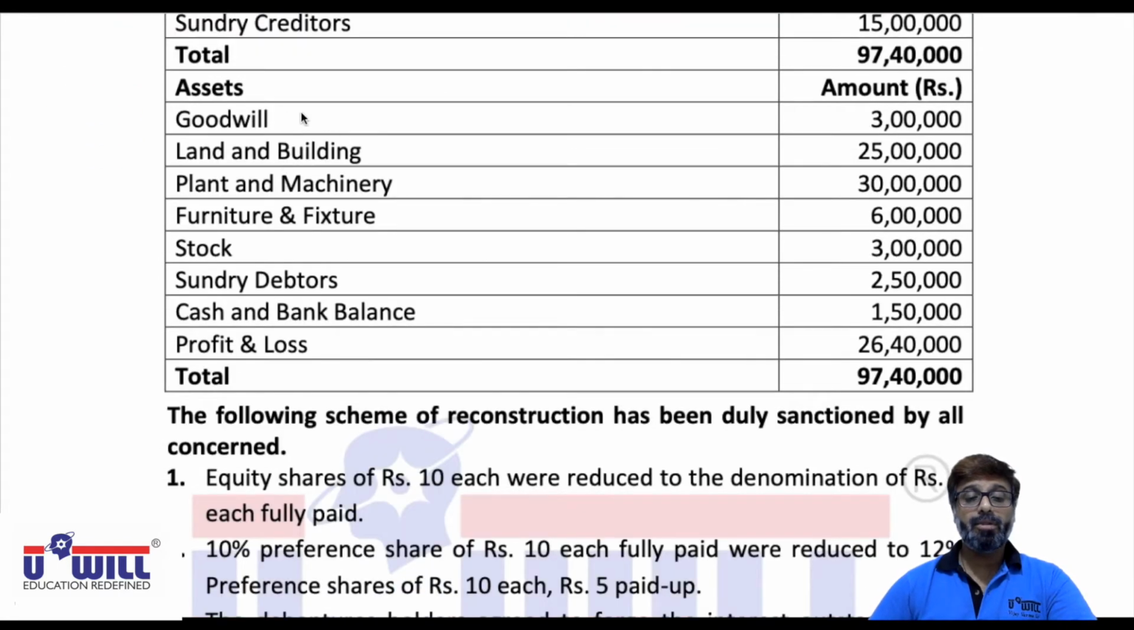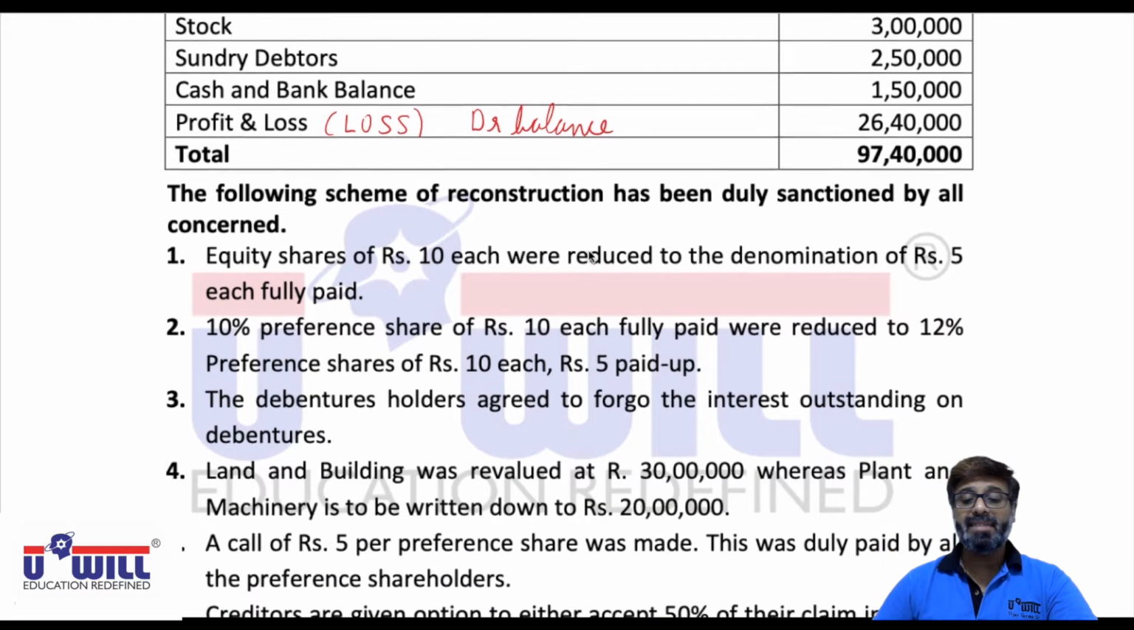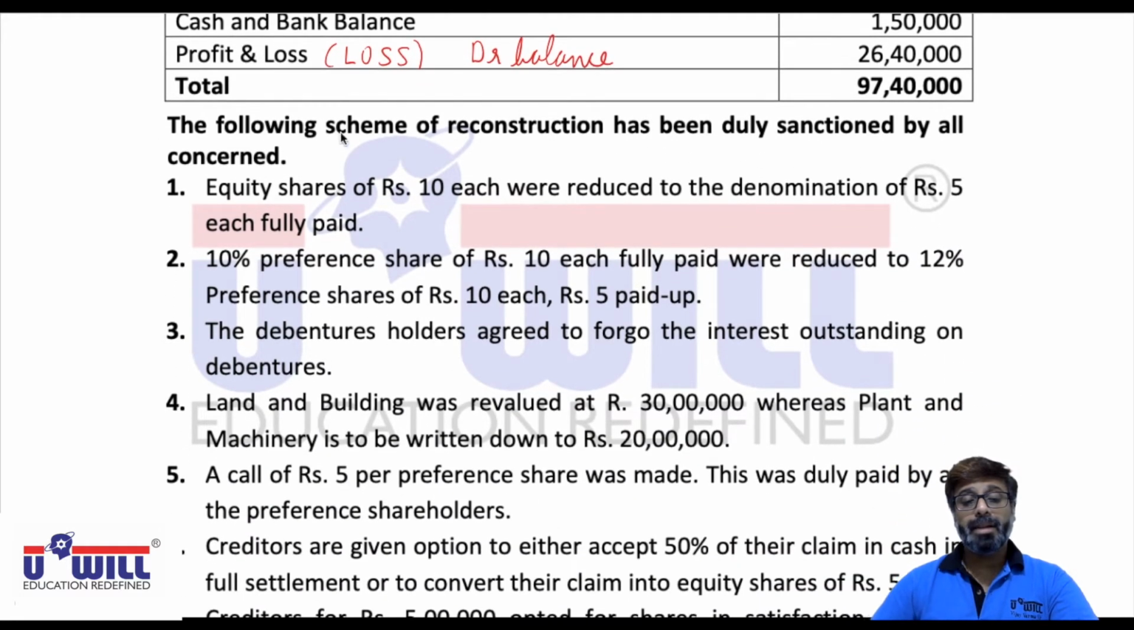On the asset side we have goodwill, land and building, plant and machinery, furniture and fixtures, stock, sundry debtors, cash and bank. And this profit and loss on the asset side means it is a loss. Debit balance means it is a loss. Assets always have a debit balance. Total 97,40,000. The following scheme of reconstruction has been duly sanctioned by all concerned.